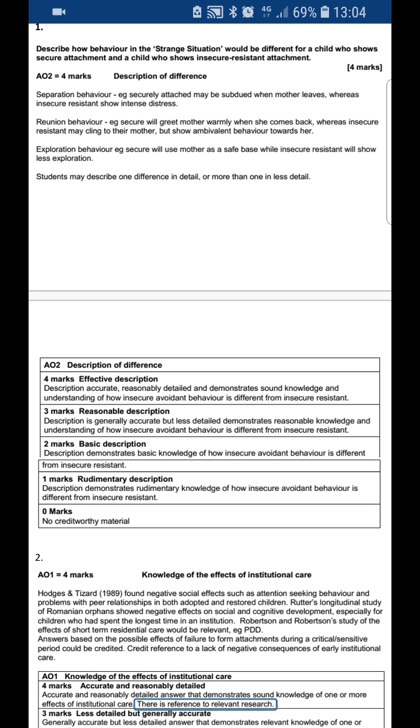So for example, you needed to say what it says here in the mark scheme. Securely attached children may be subdued when the mother leaves, whereas insecure resistant show intense distress. Likewise with reunion behaviour, secure children will greet their mother warmly when she comes back and be easily soothed, whereas insecure resistant may cling to their mother. So for a lot of you, you will be disappointed that you only got 2 out of 4, and it would have been so easy for you to access the full 4 marks had you just phrased them as comparisons rather than 2 separate paragraphs.